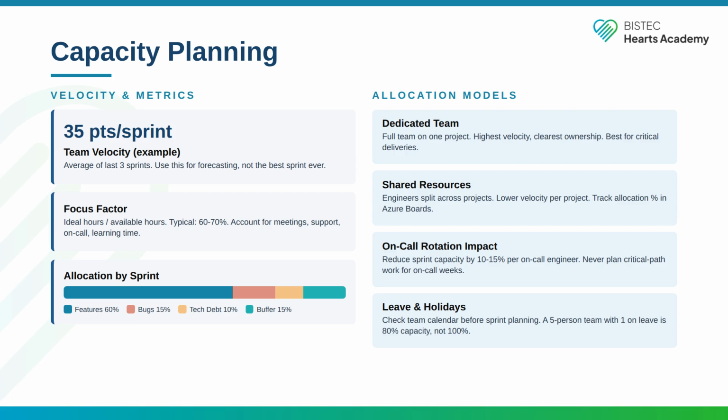On-call rotation reduces sprint capacity by 10 to 15% per on-call engineer. Leave and holidays matter. A 5-person team with 1 person on leave is at 80% capacity, not 100%. Check the team calendar before every sprint planning session.